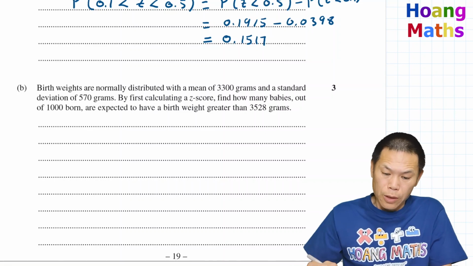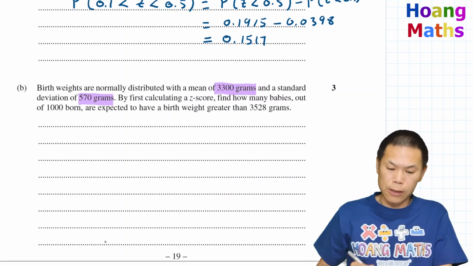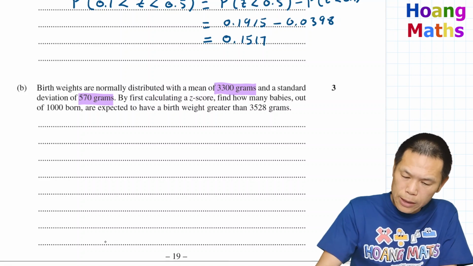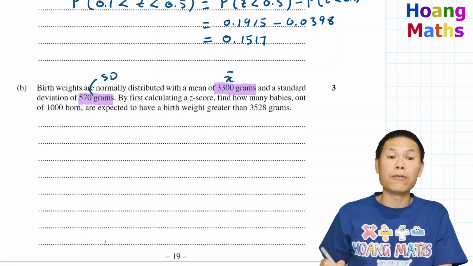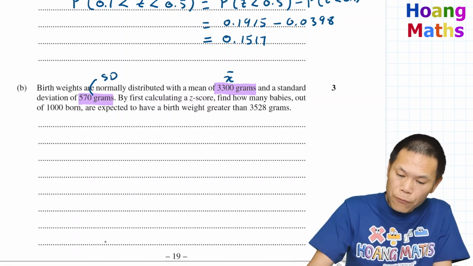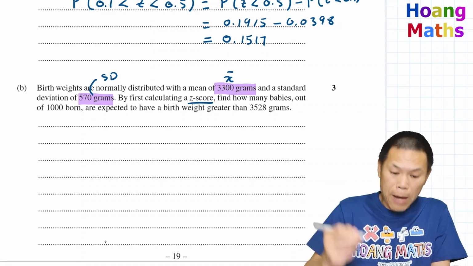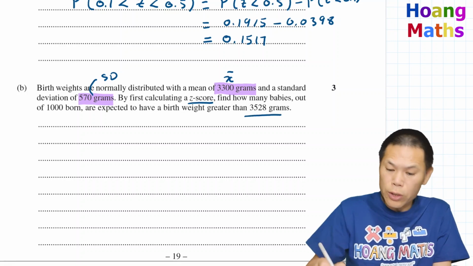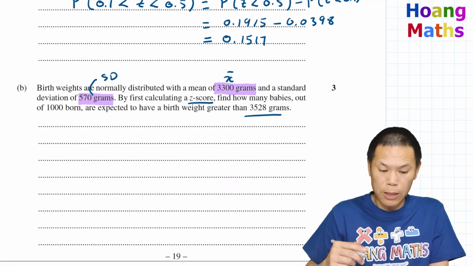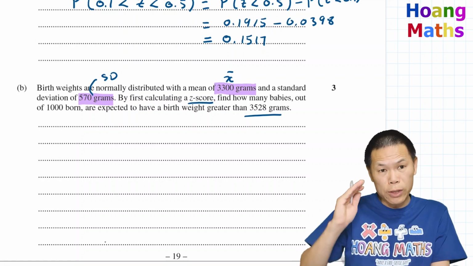Now part B. First of all, we know that the mean is this many grams and the standard deviation is this. So let me just make a note on this, okay? So this is the average, the mean, and this is the SD, standard deviation, okay? Keep that in mind. First of all, we need to find the z-score so that we can find the expected number of babies born that is greater than 3,528 grams. So let me just convert 3,528 into a z-score first.